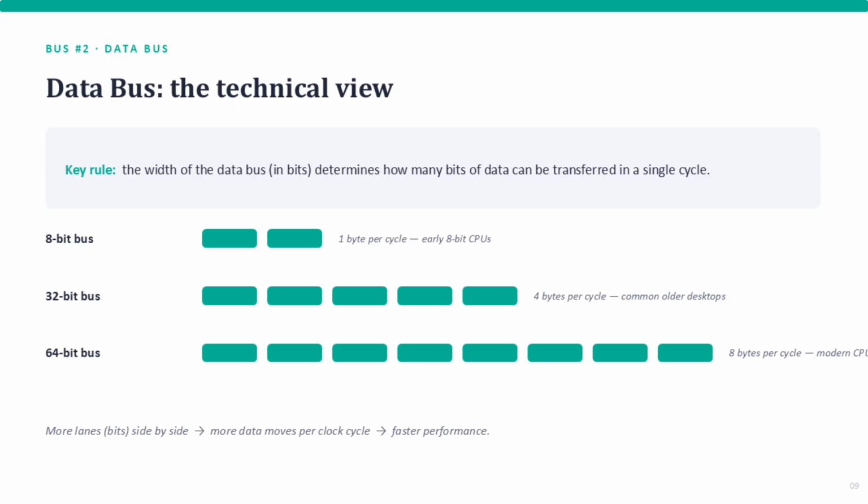Let's compare them one more time. The address bus width determines how much memory can be addressed. The data bus width determines how much data can be transferred in one operation. These are two completely different concepts. We will revisit this comparison again near the end of the lesson because it's one of the most frequently asked interview questions. Now let us see how the data bus actually works inside the computer.